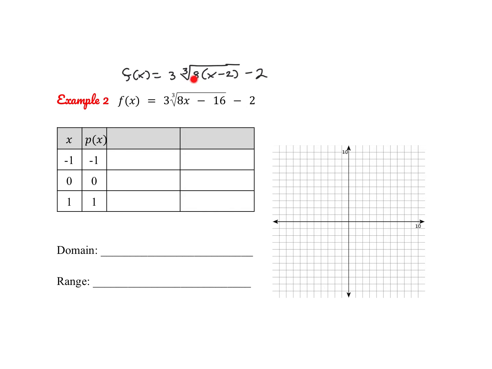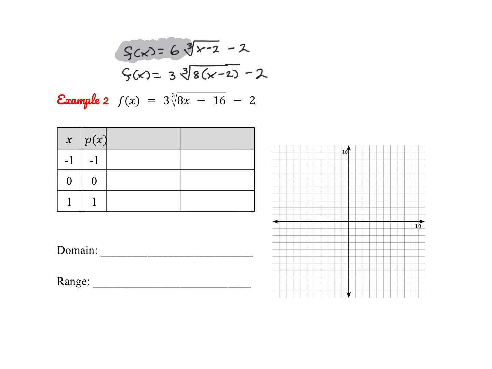So we can leave it like this. We can treat this as a horizontal shrink by a factor of 1/8, or if you notice, this is a perfect cube, and we can actually simplify this. The cube root of 8 is 2. So we could actually change this equation to say 6 times the cube root of x minus 2, minus 2. So I would recommend doing that. I think that's the easiest way to graph this problem.